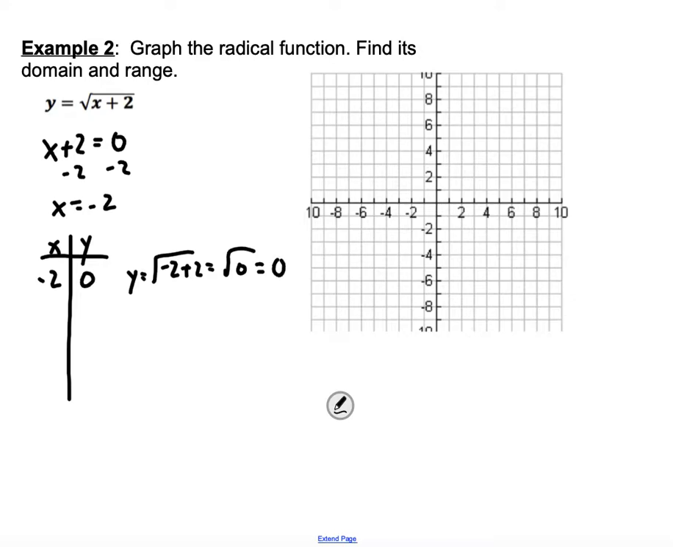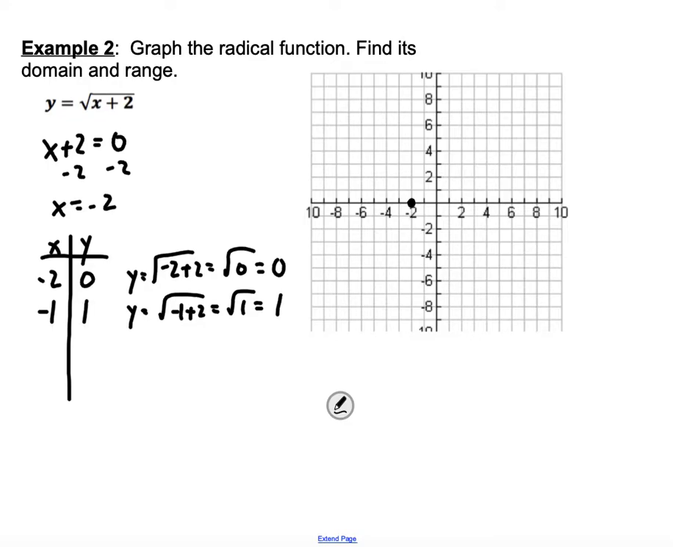All right. So typically it's going to go to the right. It's not always, but typically we're going to go to the right there. So I'm going to pick an x value to the right, like -1. And if I plug -1 in there, -1 plus 2 is 1. And the square root of 1 is 1.